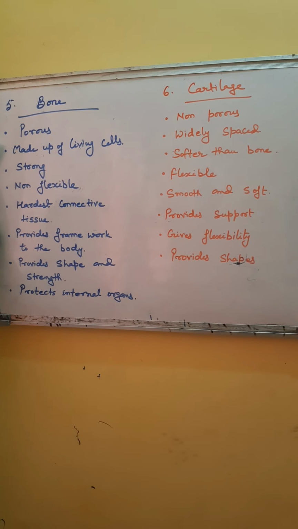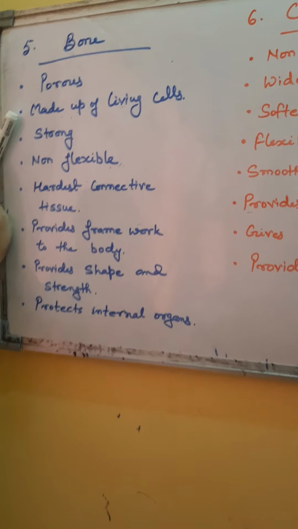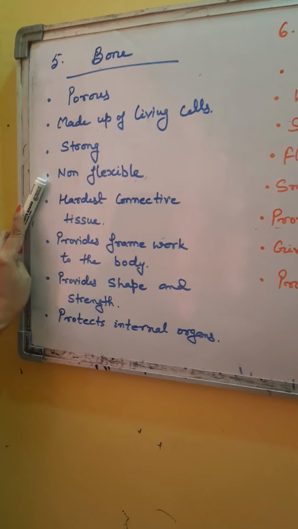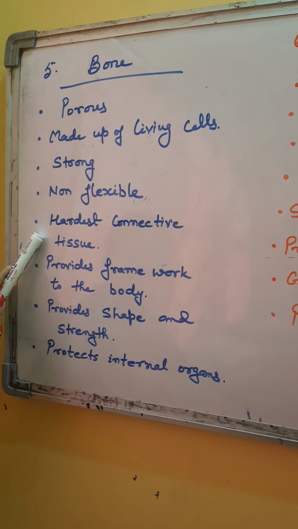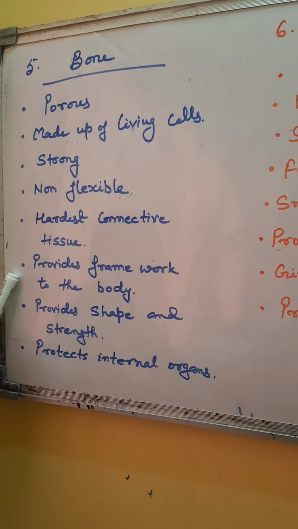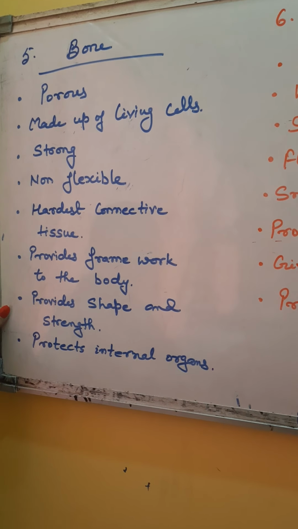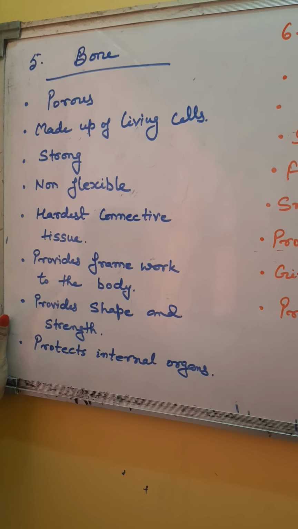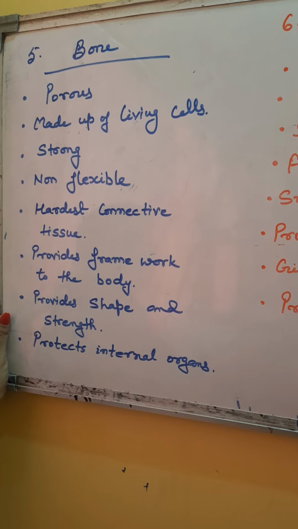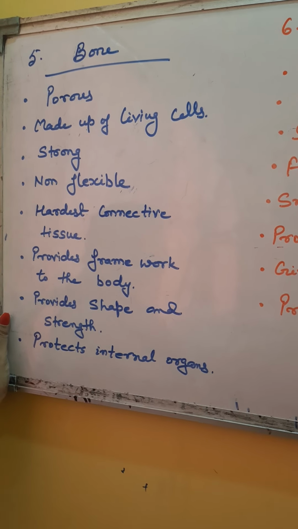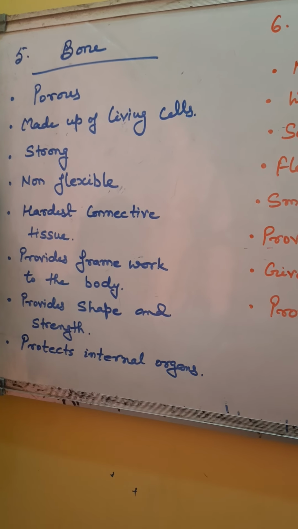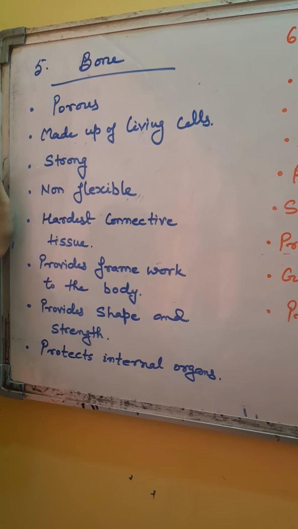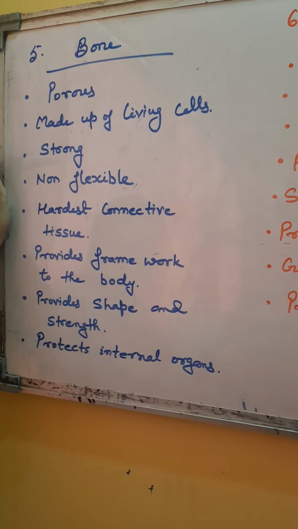Bones are porous structures made up of living cells. These are very tough and strong structures, non-flexible. Bones are considered the hardest connective tissue. Bone provides framework to the body. It provides shape and strength to the body. Also, bone protects internal organs such as brain, lungs, liver, etc. So, bones are very hard and strong connective tissue which are non-flexible, porous and provide framework to the body.